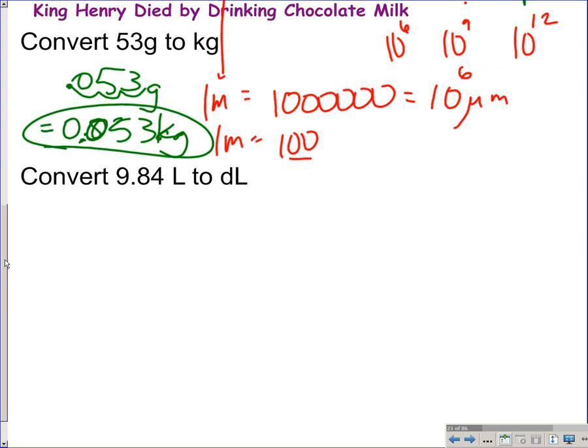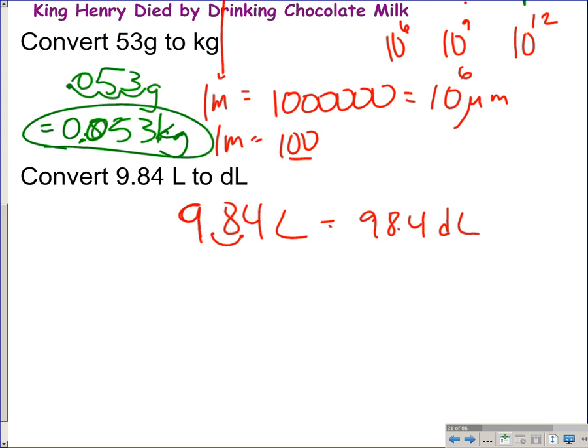So if you have 9.84 liters, are deciliters smaller or larger than liters? Smaller. So do you have more deciliters in a liter or fewer deciliters in a liter? More. So which way are you moving your decimal? How many spaces? 1. So deci is like a 10, so it's over 1. So you have 98.4 deciliters. Are we okay with that?